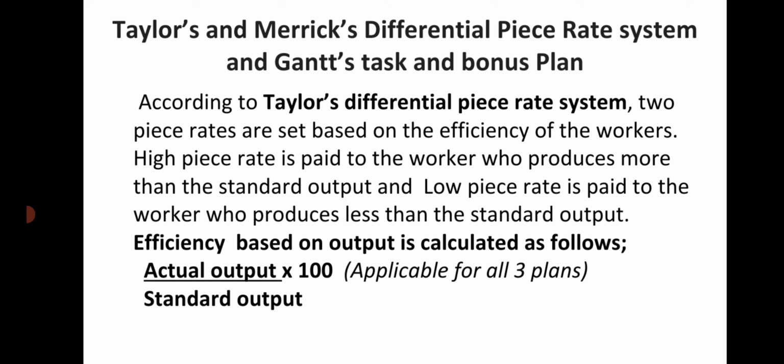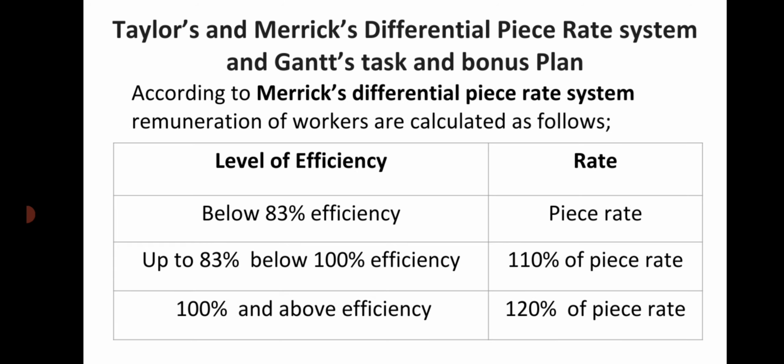This efficiency calculation is applicable for all the three plans: Taylor's plan, Merrick's plan, and Gantt's task and bonus plan. According to Merrick's differential piece rate system, remuneration of workers is calculated as follows. For Merrick's differential piece rate, remuneration can be explained as follows. He suggested three piece rates based on the efficiency of the worker.